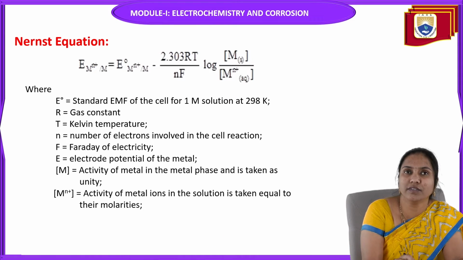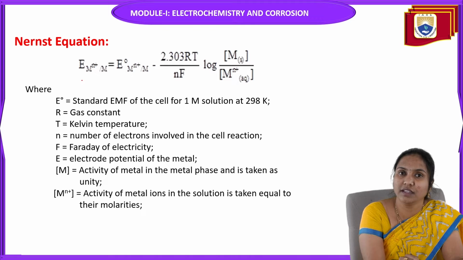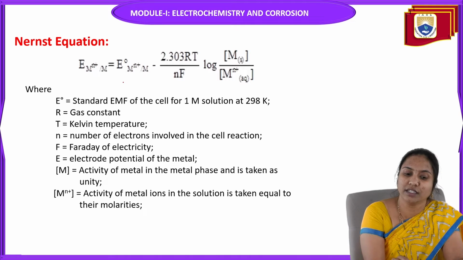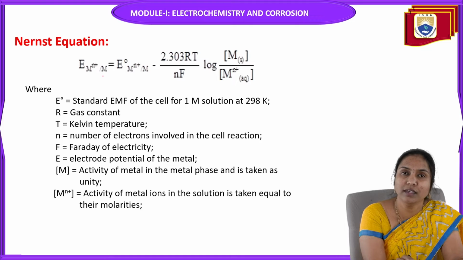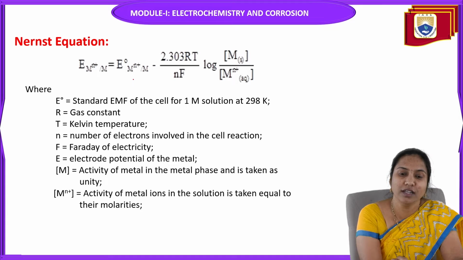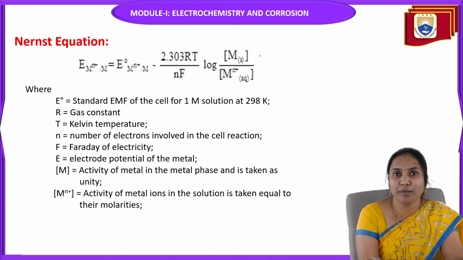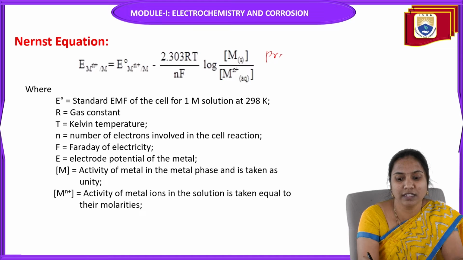So what is the Nernst equation? E means single electrode potential. It is equal to E naught, where Mn+ by M (metal ions by metal solid), E naught means standard electrode potential of metal ions by metal, minus 2.303 RT by nF log metal ions by products. Generally, what is the next equation?